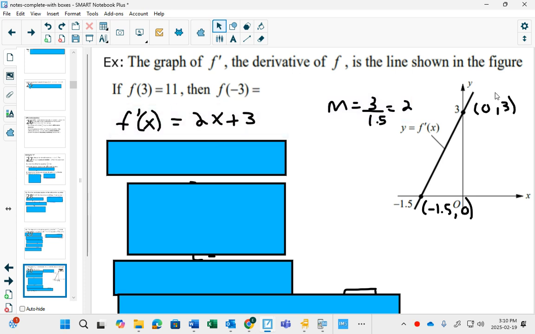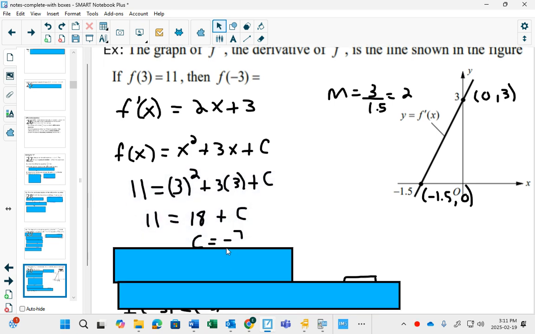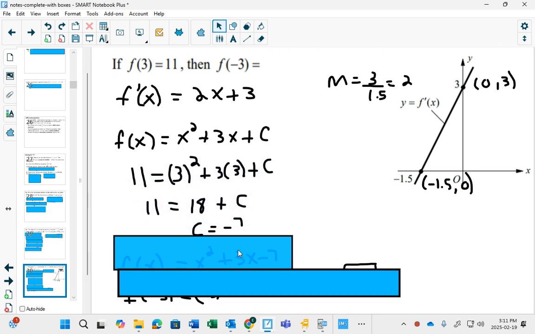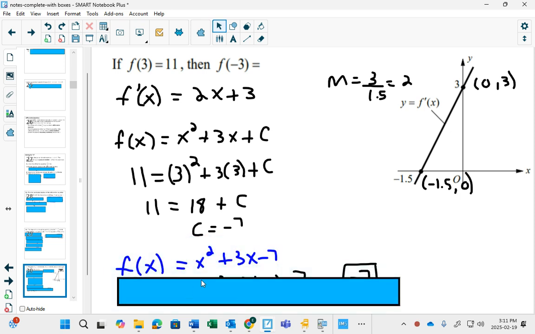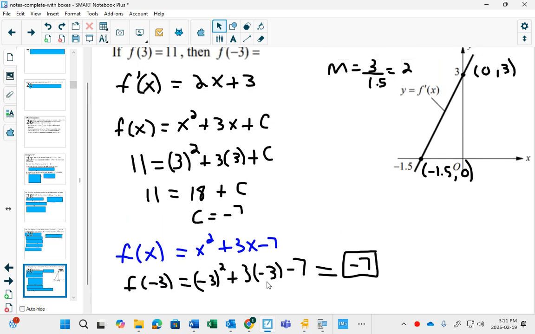So from the diagram that's given, you can find your slope to be 2. You know your y-intercept is 3, so we've got the equation of that line. If we integrate that and remember the plus c, this is our general equation. We do have an initial condition. They tell us when x is 3, y is 11, so I can plug that in and find out c would be -7. So now my actual equation for f of x is x squared plus 3x minus 7. And if I want to find f of -3, I plug that in, and I get -7 as an answer.